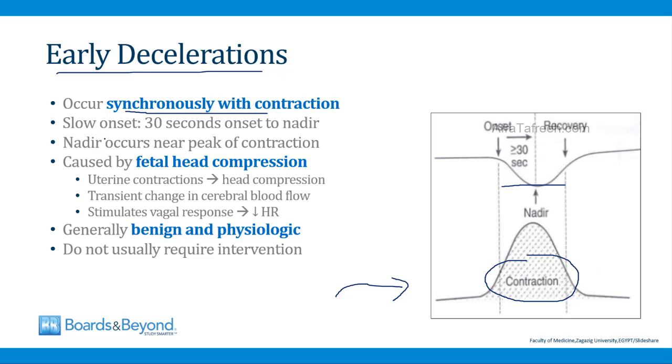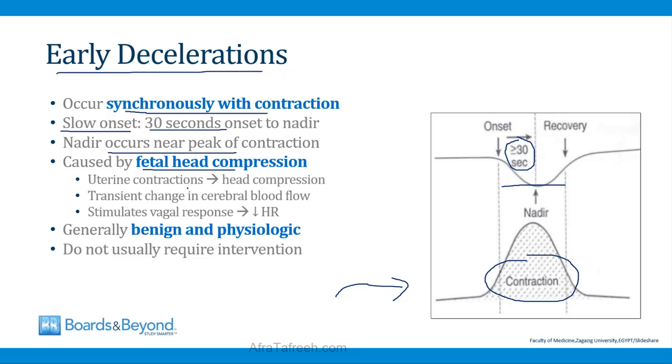Early decelerations have a characteristic pattern, and you need to know this for your rotations. So early decels always have a slow onset. It takes 30 seconds or more to go from the onset of the deceleration to the nadir, and that's what's shown here. Also, as I already mentioned, the nadir occurs near the peak of the uterine contraction. And early decels are caused by fetal head compression associated with uterine contractions.